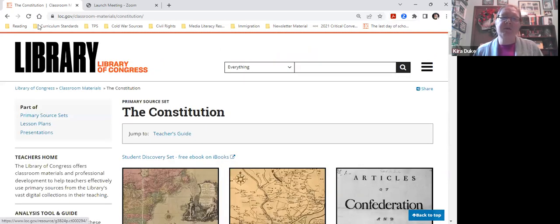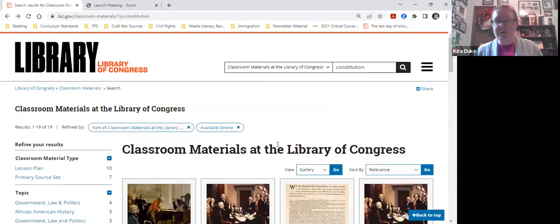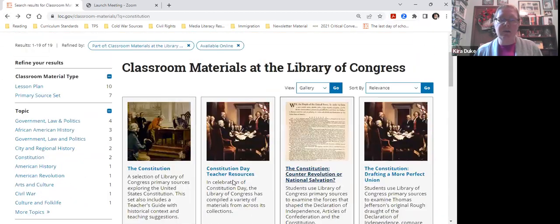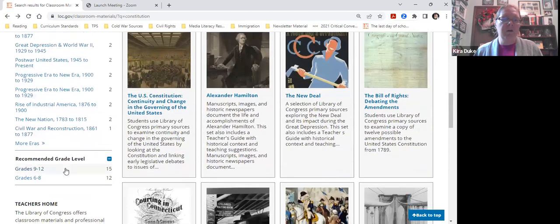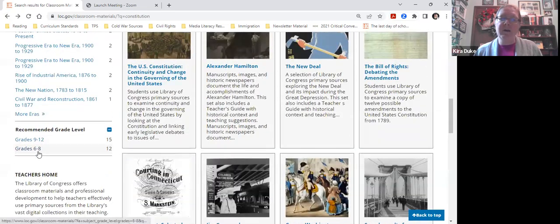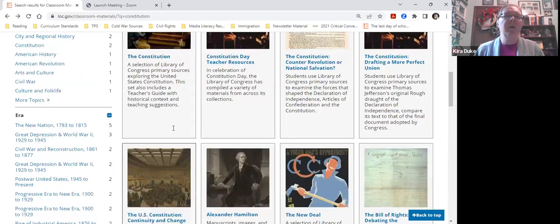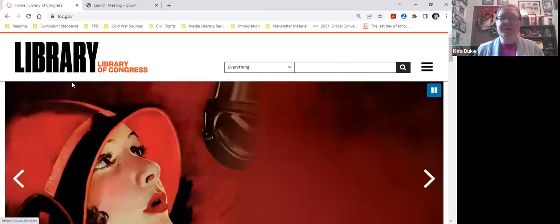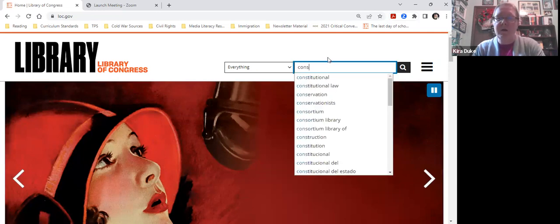So again, that is just doing a general search through the classroom materials section. And like I said, you can look at that by era. You could break that down by grade level. And again, it's going to get you to some stuff pretty quickly that will probably be useful for you. I also wanted to point out just a couple of other things that you can find doing a general search on the Library of Congress. Again, focusing on the Constitution for our purposes right now.